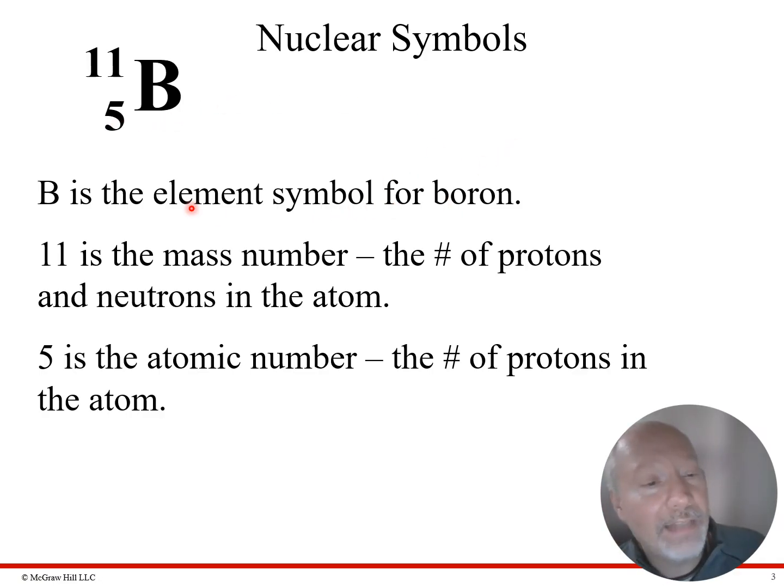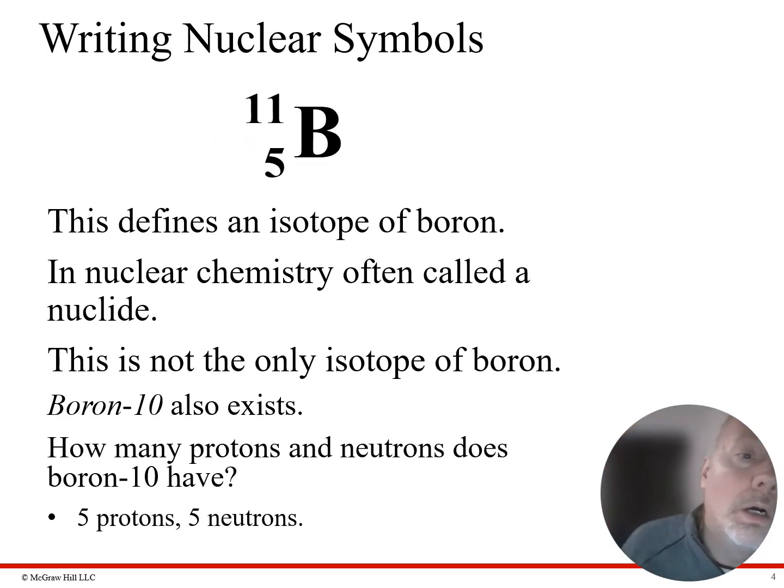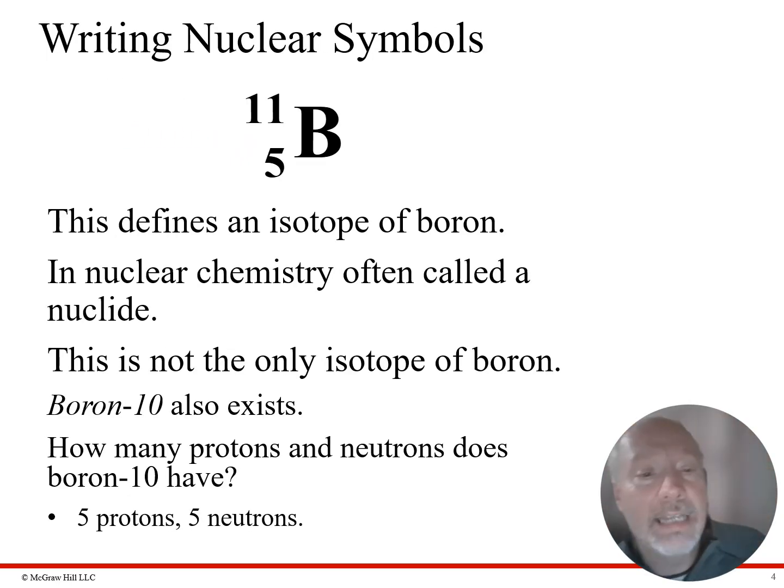Okay, so boron, that's the element symbol, B for boron. 11 is the mass number, the number of protons and the number of neutrons in the atom added together. 5 is the atomic number, the number of protons in the atom. 11 minus 5 equals 6. That's how many neutrons we have. This is just one particular isotope of boron.